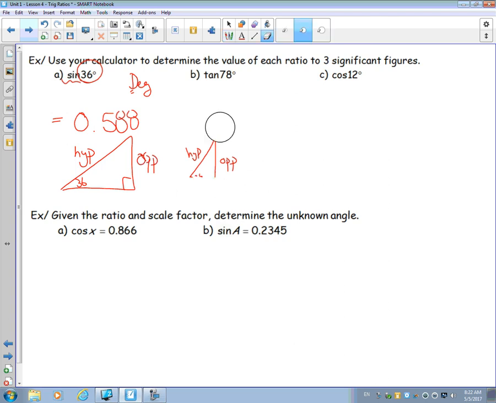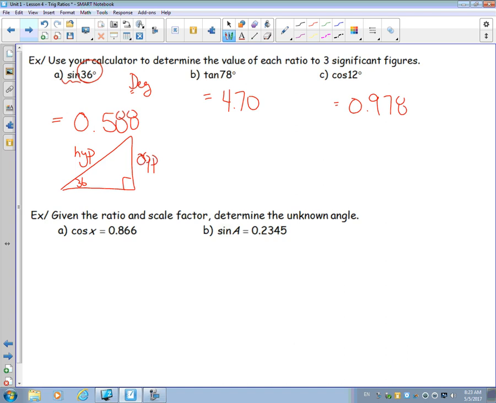And if we try the next one, the tan of 78. Type into your calculator. You should get 4.70. And the cos of 12 should come out to 0.978. And just making sure we can find those buttons on our calculator.